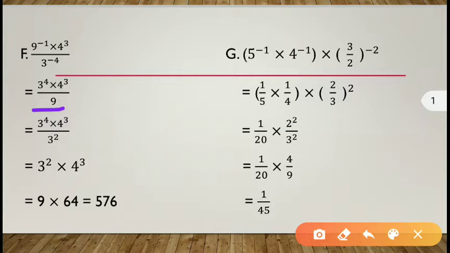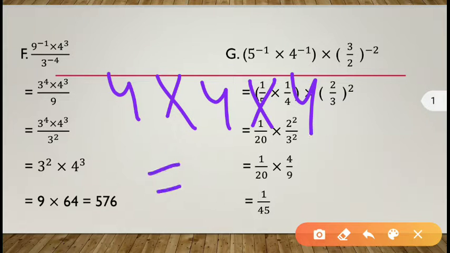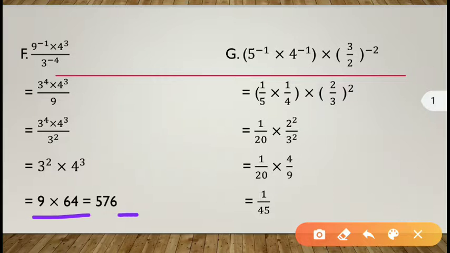What is the purpose of writing 9 as 3 to the power 2? Because here both can be cancelled. When this cancels, in the numerator we get only 3 to the power 2. And into 4 to the power 3, this will be as it is. Now 3 square means 9. 4 to the power 3 means 4 into 4 into 4, means 64. So 9 into 64 will give you 576, which is your answer.